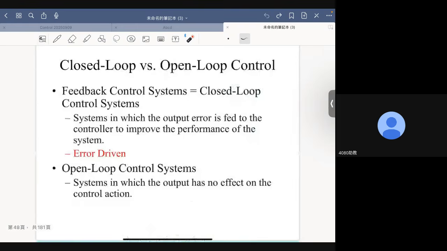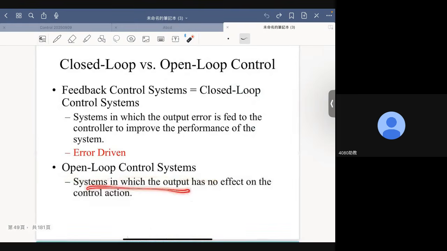So an open loop control system is a system in which the output has no effect on the control actions. Once you set the input, it will just go the way it's supposed to go. It will not do any adaptive adjustments. When I say adaptive, I mean adaptive to the output, adapted to the real operation condition. Its behavior will always be fixed.